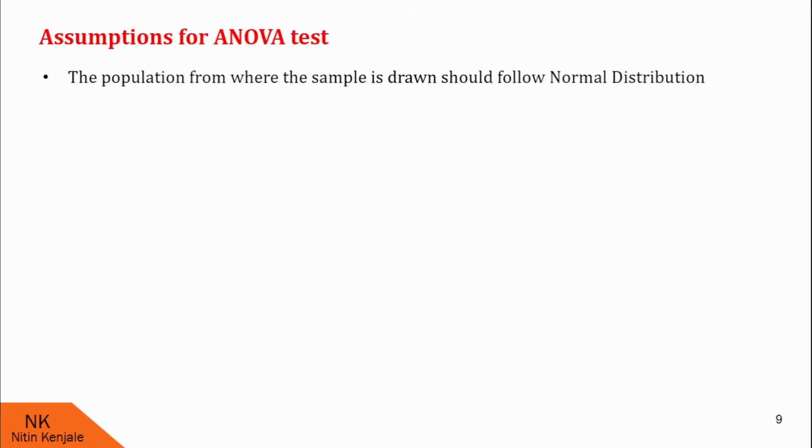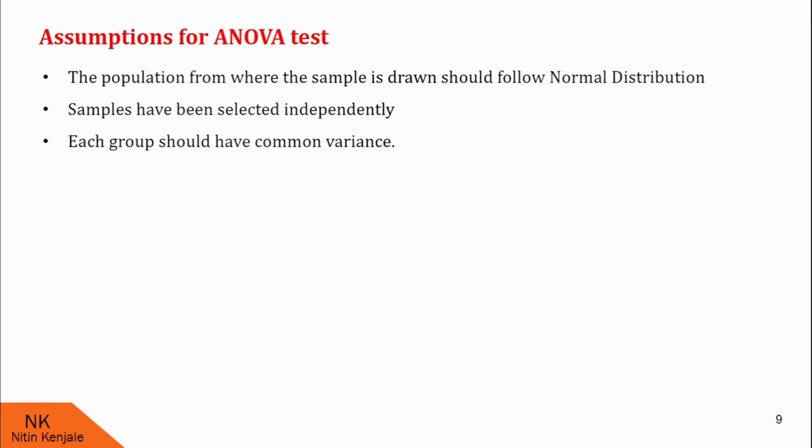Now let us see the required assumptions for ANOVA test. The population from where the sample is drawn should follow a normal distribution. Next, samples have been selected independently. And finally, each group should have common variance.